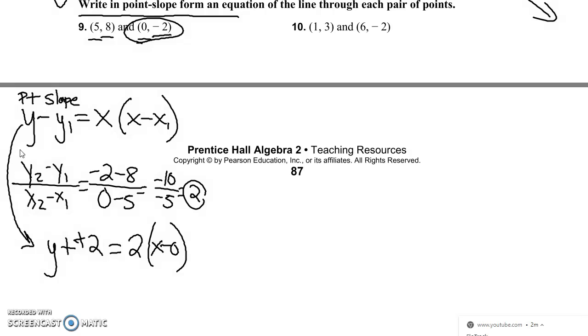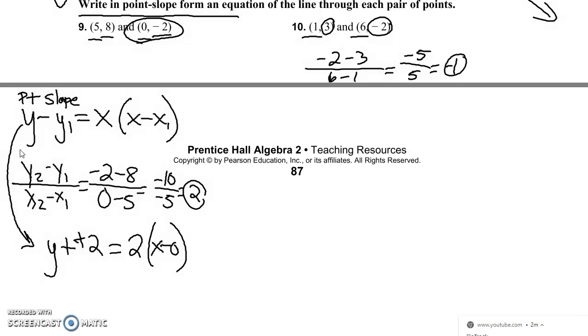Same thing for the number 10 right here. We're going to find the slope first. The y's we're going to subtract first. Negative 2 minus 3, and the x's 6 minus 1. So negative 5, and then 6 minus 1 is 5. 5 divided by 5 is 1, so negative 1 is our slope.